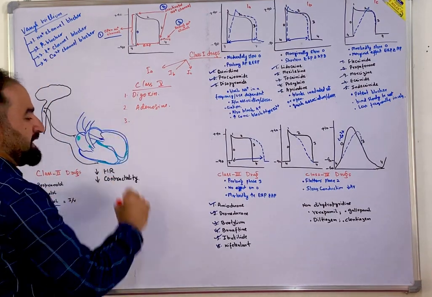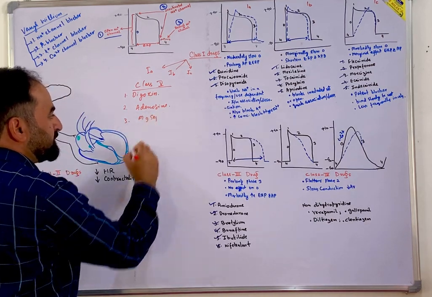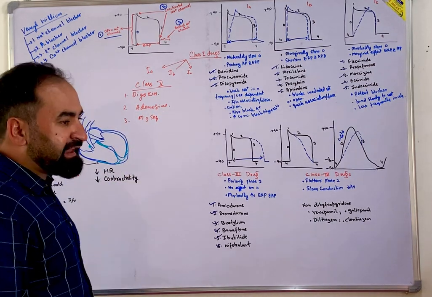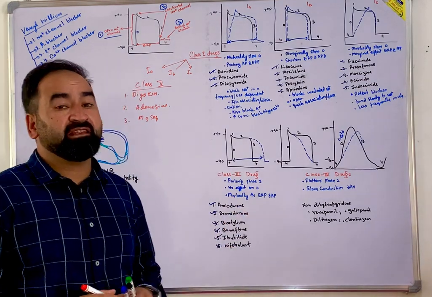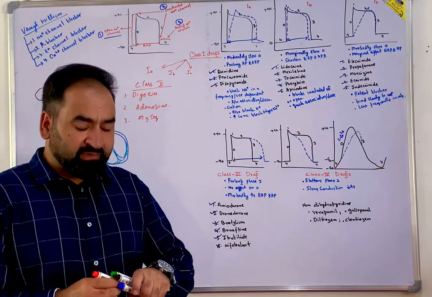Number three is magnesium sulfate. Magnesium sulfate has an anti-arrhythmic action, but the mechanism of action is unknown.